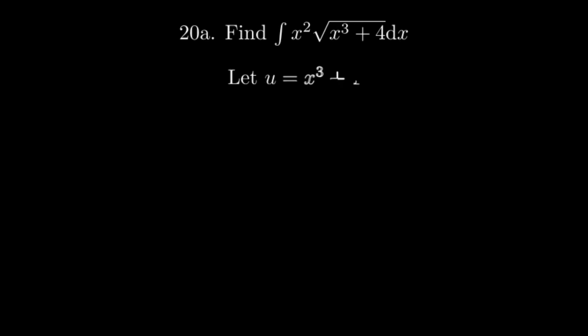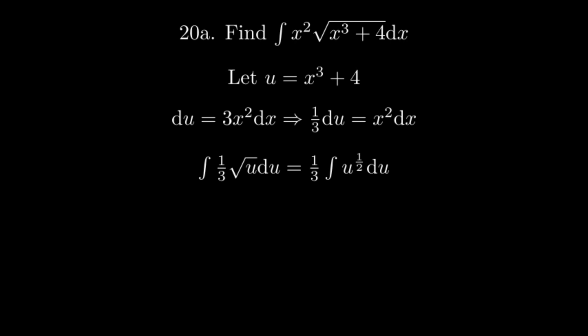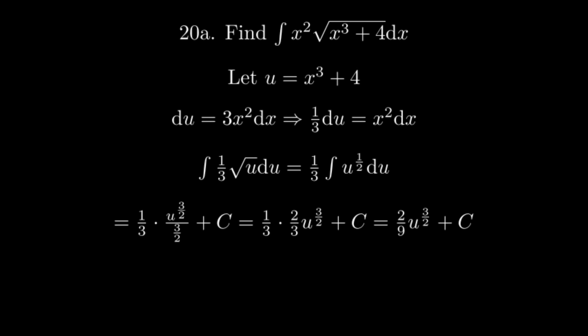Moving on to question 20a. We need to find the integral of x squared times the square root of x cubed plus 4 dx. This looks like a case for u substitution. Let's set u equal to the expression inside the square root. Then, the differential du is 3x squared dx. We can substitute u and 1/3 du into the integral. Now we integrate with respect to u. Finally, substitute back x cubed plus 4 for u. So the result is 2/9 times the quantity x cubed plus 4 to the power of 3/2 plus c.